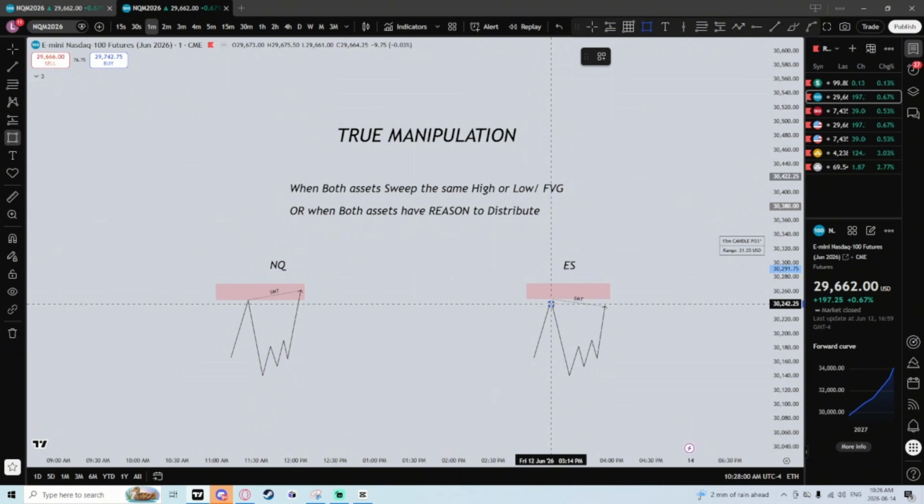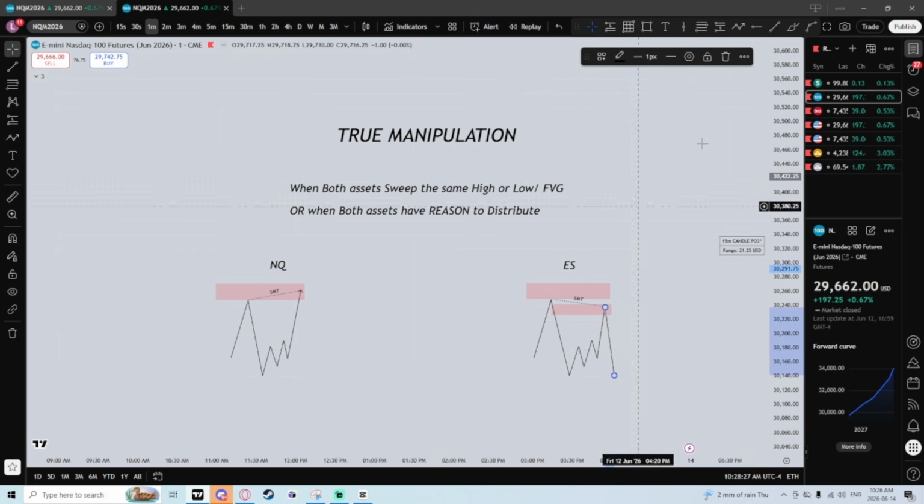Let's say we had a 15-minute fair value gap here. If we had a 15-minute bearish fair value gap here that ES traded into, that gives ES reason to distribute. Now we have an SMT inside of a high time frame PDA when both assets have reason to distribute. If we are truly bearish in this scenario, we could expect price to leave this hourly unmitigated because NQ already took it, and ES also has reason to distribute. Then we could take shorts and we could expect this low resistance liquidity to get taken on both assets.